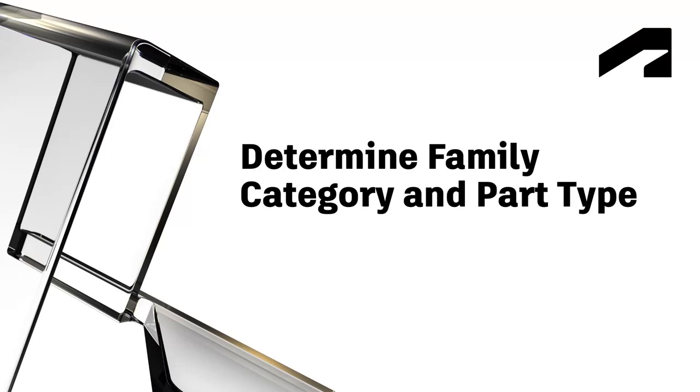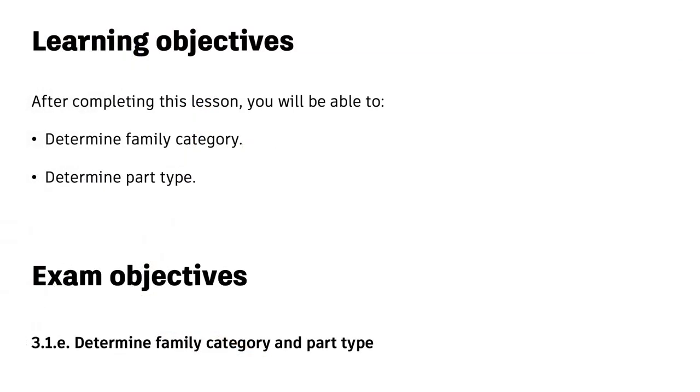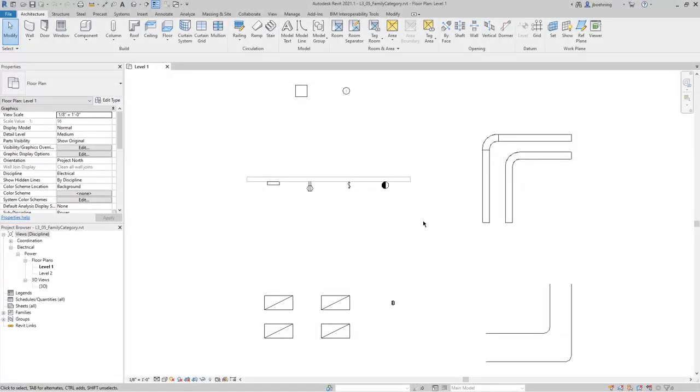In this video, we will cover determining the family category and determining the part type. When you are creating families, it's critical that they are assigned to the correct category and part type. The category controls some of the default parameters that will be available and also controls how the visibility and graphic display will be handled in the project. Let's take a look at how this works.